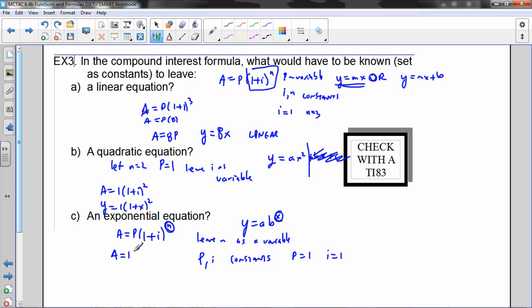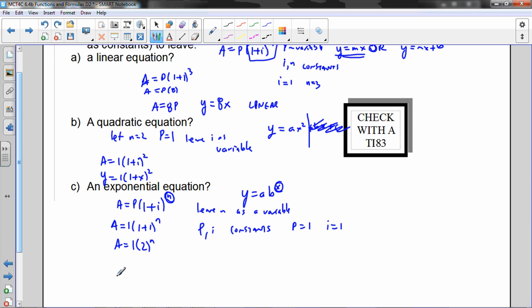P is 1, 1 plus 1, and then the n I'm leaving as a variable. 1 plus 1 is 2, so 2 to the exponent n. Does that look like an exponential function? It sure does.